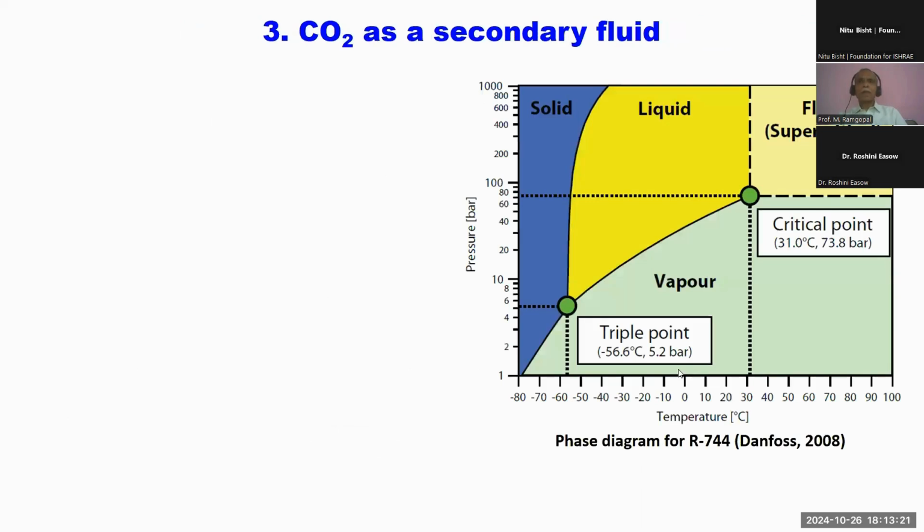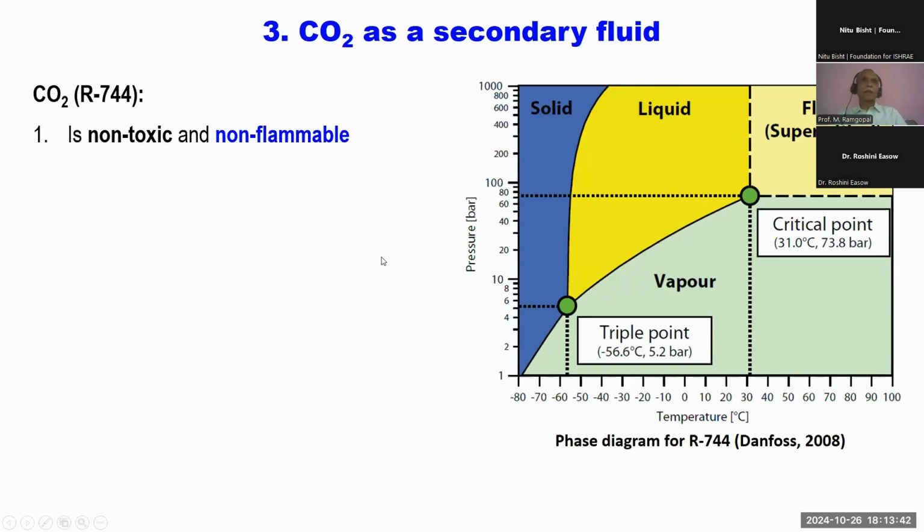So next comes, as I already mentioned, we use water and brines very commonly as secondary loop fluids. But why are we talking about carbon dioxide? This is the phase diagram of carbon dioxide. I'm sure you are familiar with this. Carbon dioxide has several interesting characteristics.